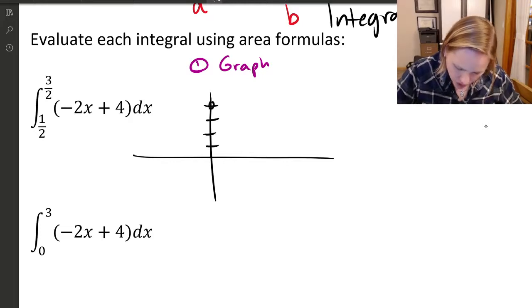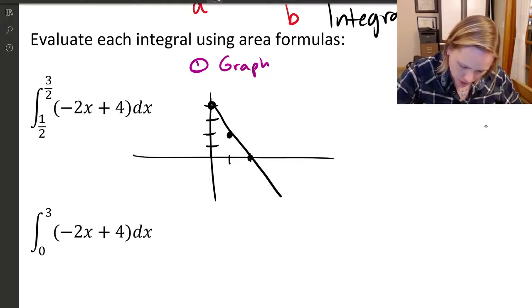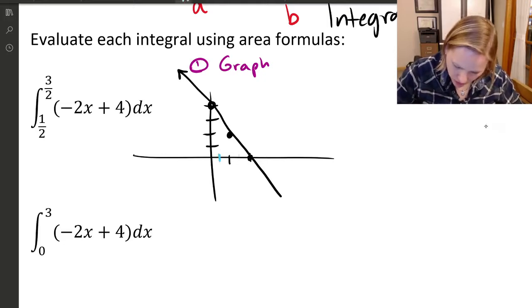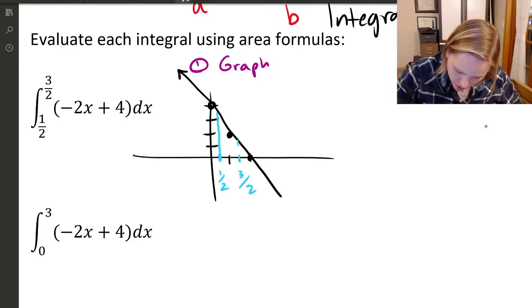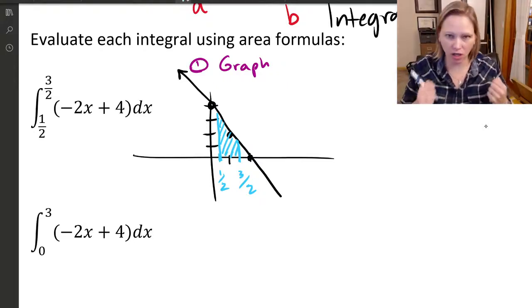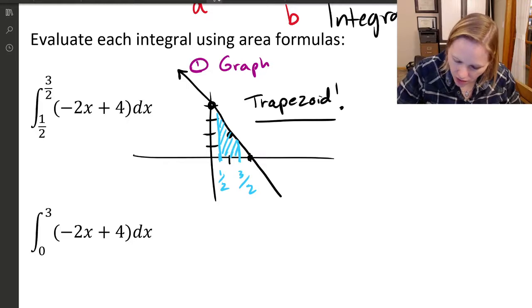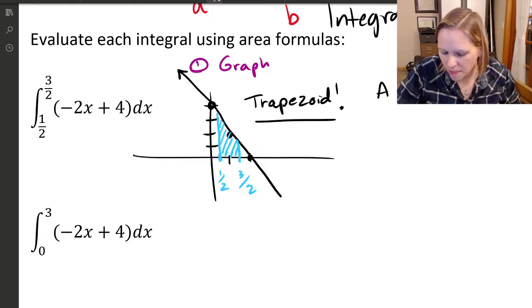1, 2, 3, 4. It has a y-intercept of 4. It goes down 2, over 2, down 2, over 2. There we go. And I want to go from 1/2 to 3/2. So 1/2 to 3/2. So I'm going to go ahead and draw those two lines in and shade the area that I want to find. And then I'm going to see which geometric shape it is. So this is the shape of a trapezoid. So the area of a trapezoid is 1/2 the height times b1 plus b2.